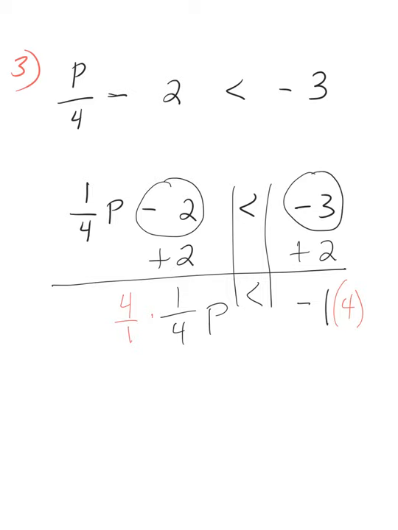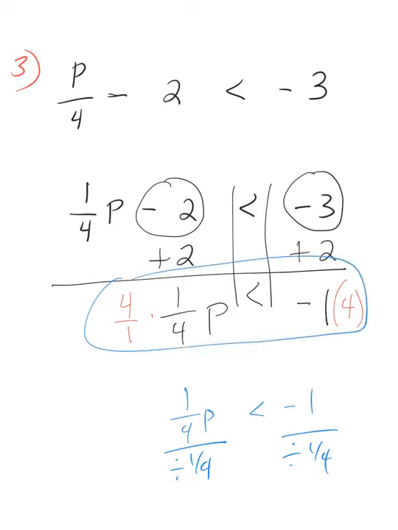Do you have to multiply by 4? No. You could do what if you don't multiply by 4? What does it mean when a number is next to a variable? Multiplication. So what's the inverse of multiplication? Division. So you could divide by 1 over 4. Are you going to get the same answer if you do this one or this one? Yes. Yeah.